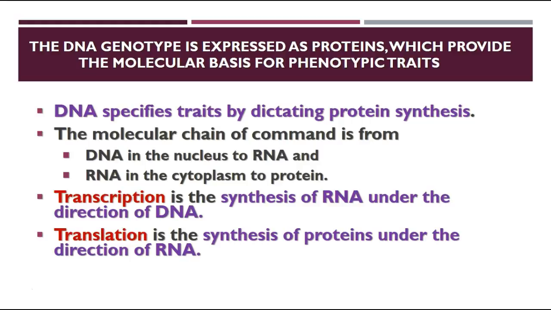These two processes, one in the nucleus, one in the cytoplasm, are called transcription and translation. Transcription is the synthesis of RNA under the direction of DNA. It is basically making a complementary copy of a DNA sequence that codes for a protein. Translation occurs in the cytoplasm, and it is using that copy, that template, to translate or change from the language of bases, or DNA, into the language of amino acids, which is the language of proteins.